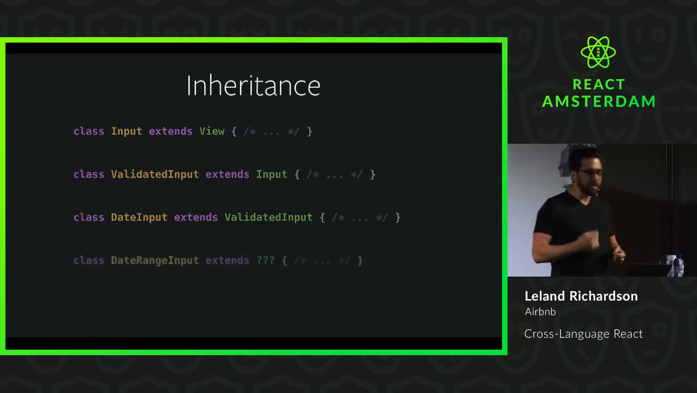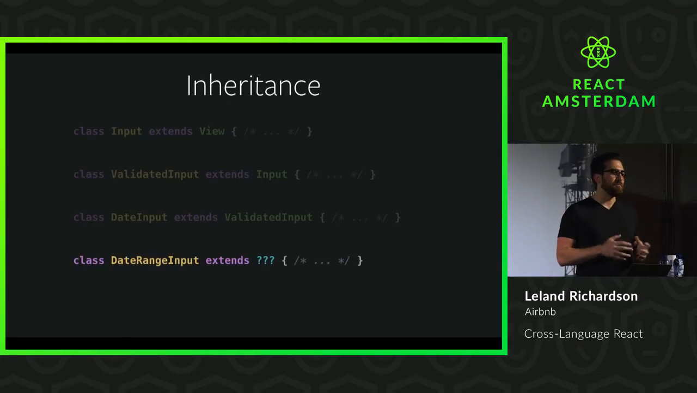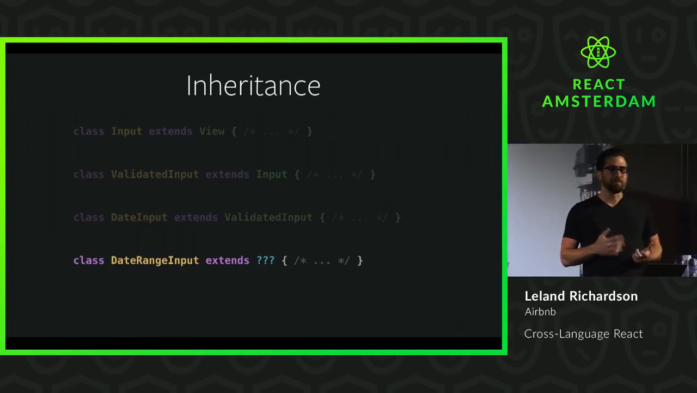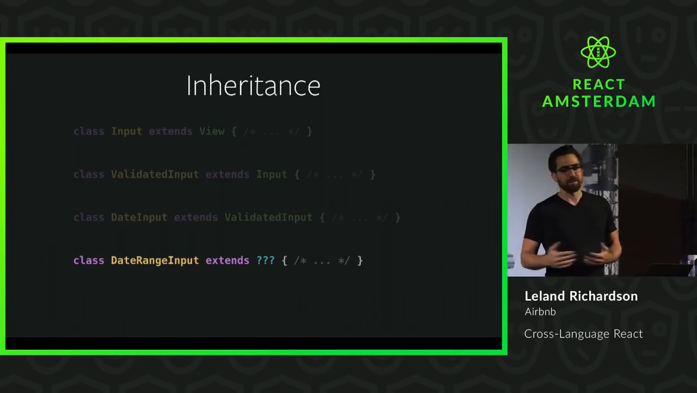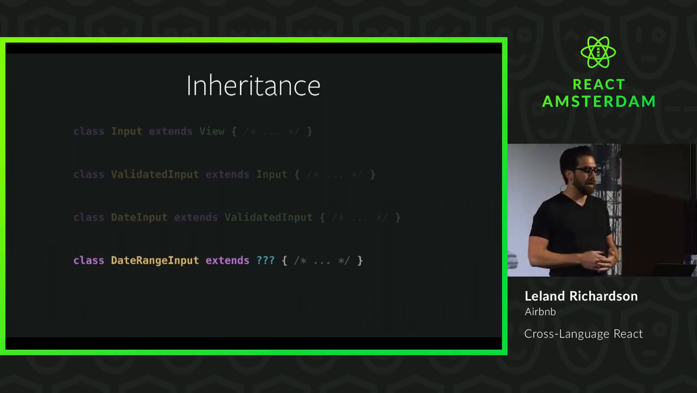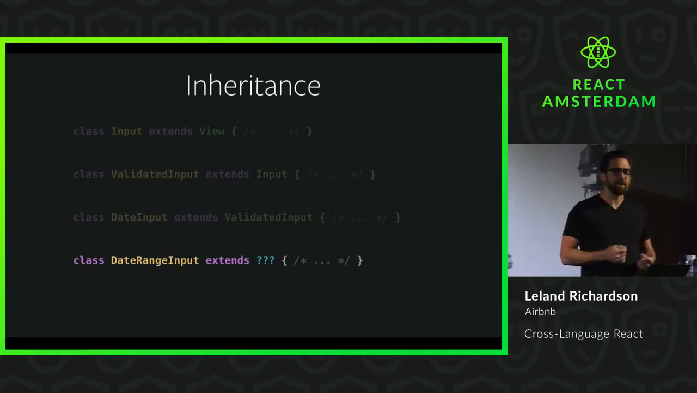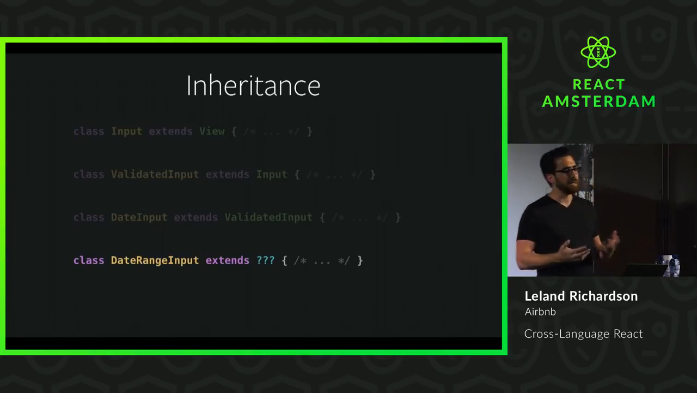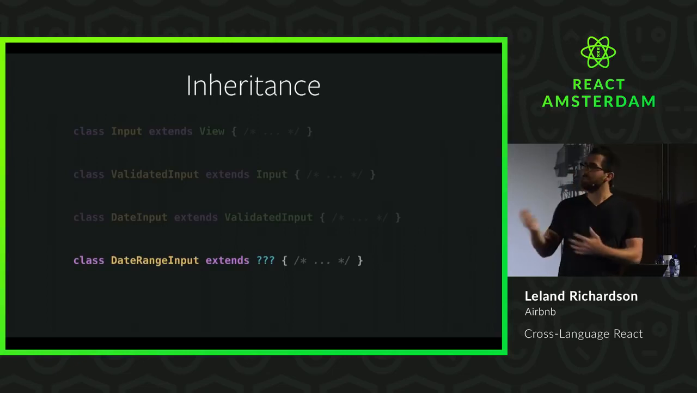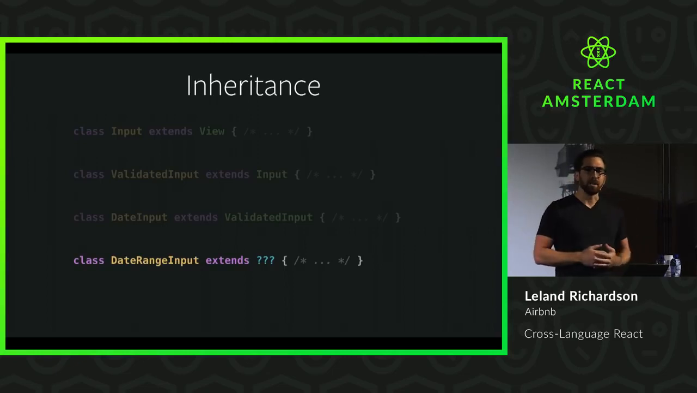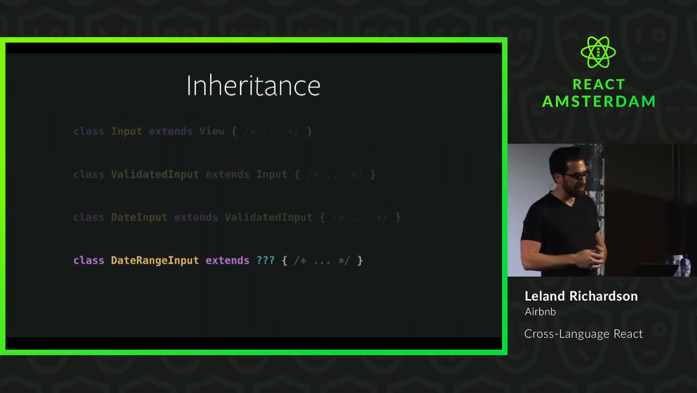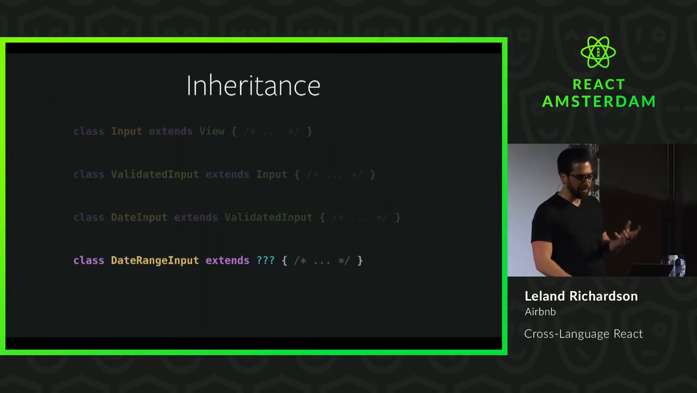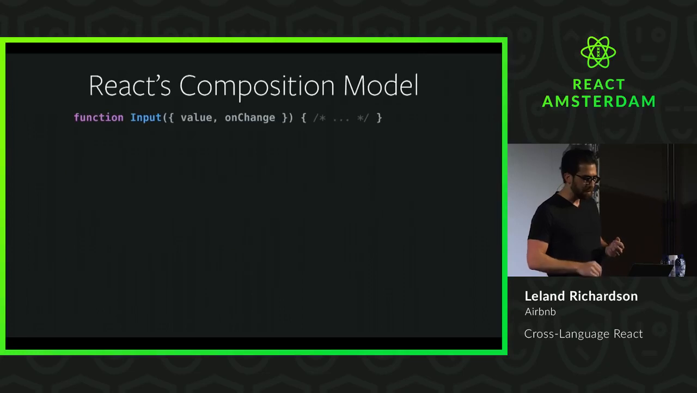And then finally you might say, okay, now I'm going to have a date range input, and it'll have two dates. And now I want to reuse that date validation logic that I had in my date input. But you're kind of lost at this point, because you actually have two dates that you need to validate, and it is a single view on the screen. So what is the natural way to compose these other things with inheritance? There really isn't a model for that. So inheritance breaks down at this point.